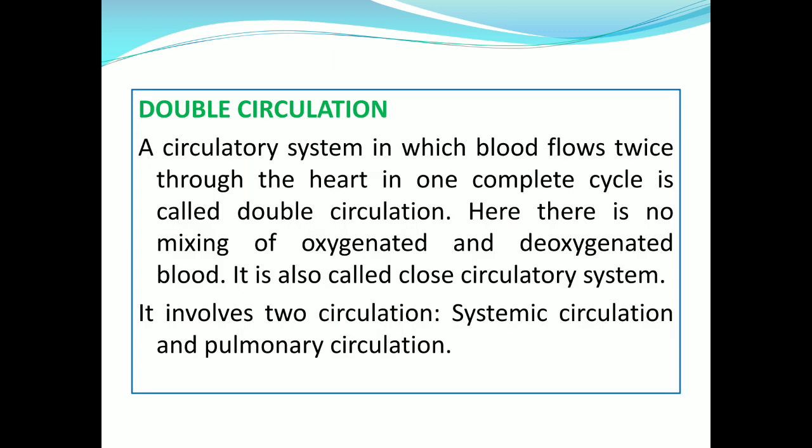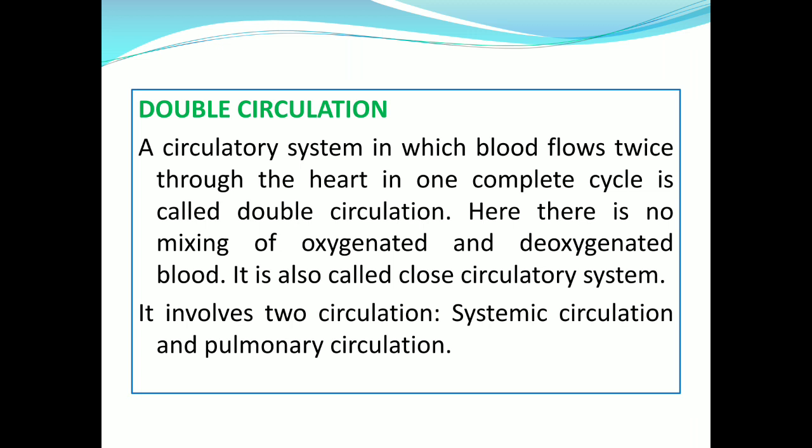Now, the next topic we will learn is double circulation. Double means two times, twice. So, a circulatory system in which blood flows twice through the heart in one complete cycle is called double circulation. So what is double circulation? Flow of blood twice in the heart in one complete cycle.